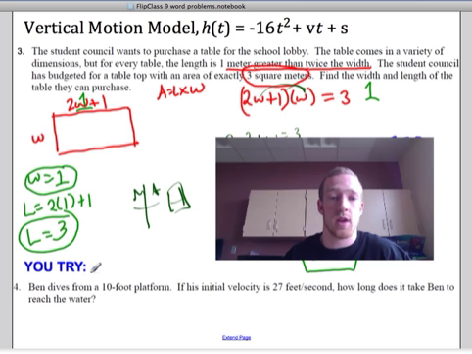Alright, so now you guys can try this problem. This is a projectile motion problem. Take notice of the 10-foot platform, the initial velocity. Make sure you remember initial velocity goes here, initial height goes here. And go ahead and solve that, and I'll see you in class tomorrow.